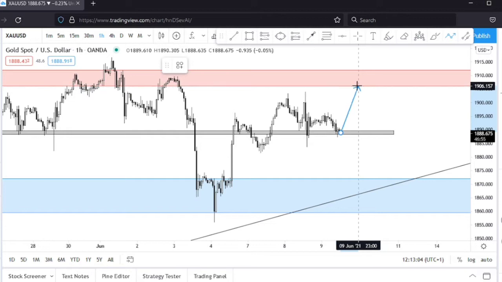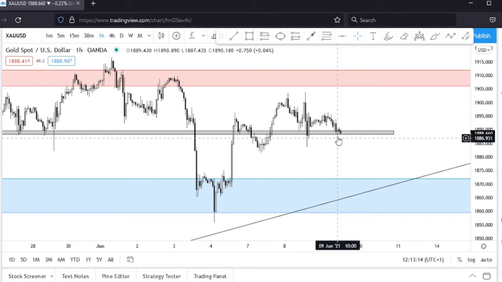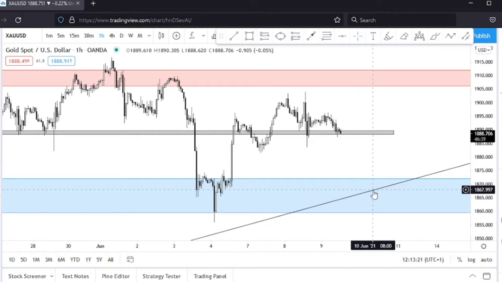So if you're a day trader, you may be looking for buy opportunities around this level here. You use your confirmation to look for buy opportunities around this area, and if price breaks this area, then you may want to look for sell opportunities, or you may want to wait for price to get all the way down here to get a better opportunity to buy the trade.